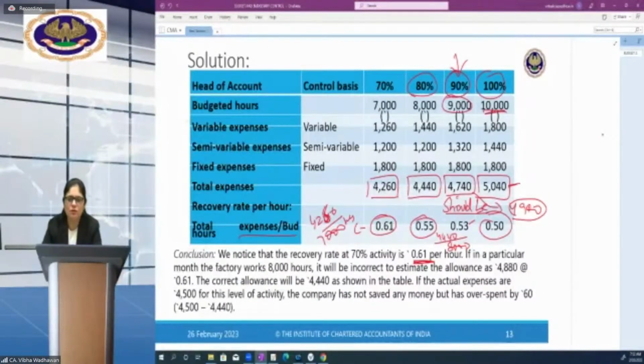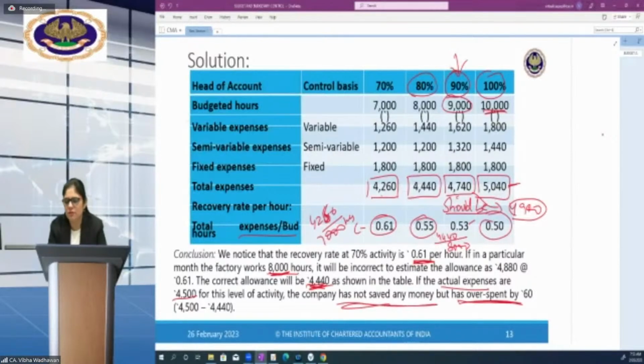You must have done overheads also. So we calculate the recovery rate per hour. So like this, the cost should be. All right. So if in a particular month the factory works for 8,000 hours, it will be incorrect to estimate the allowance as 4880. The correct allowance will be, so if the factory works for 8,000 hours in any particular month, the cost should be 4440. If the actual expenses are 4,500, the company has not saved any money, but has overspent by 60.